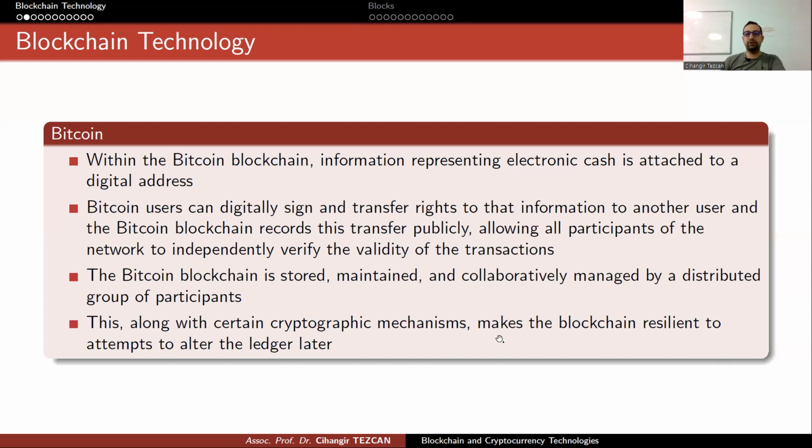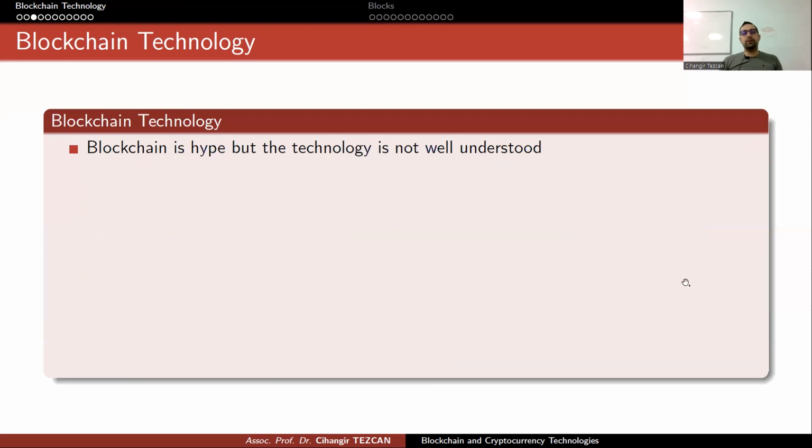So this is, as you can see, where the hash functions come into play. This is why we learned hash functions and digital signatures. Blockchain is hype, but the technology is not well understood. And this is really sad. Since 2008, it is like 15 years now, and still people don't know how this technology works and what it is, okay? I still haven't seen anybody in Turkey who exactly understood Bitcoin. I'm sorry for that, but this is the truth. Most probably nobody in Turkey knows all of the things I mentioned here, and this is a sad thing, okay?